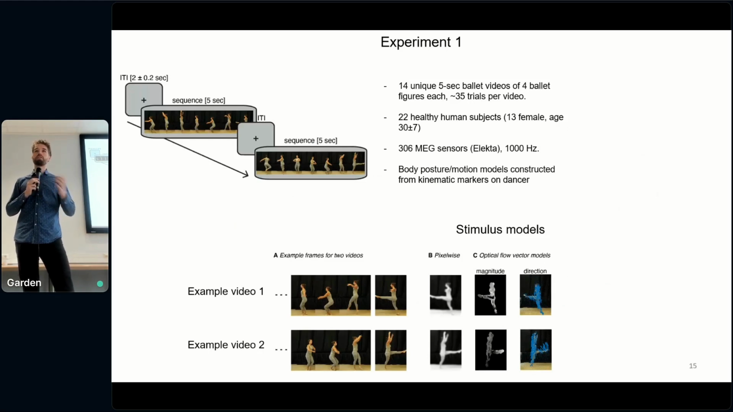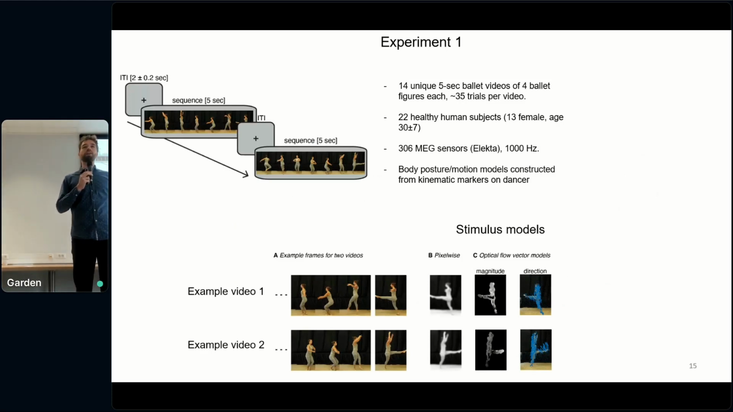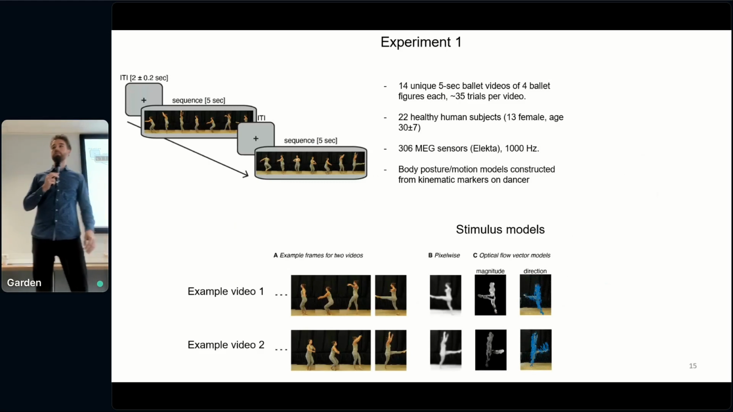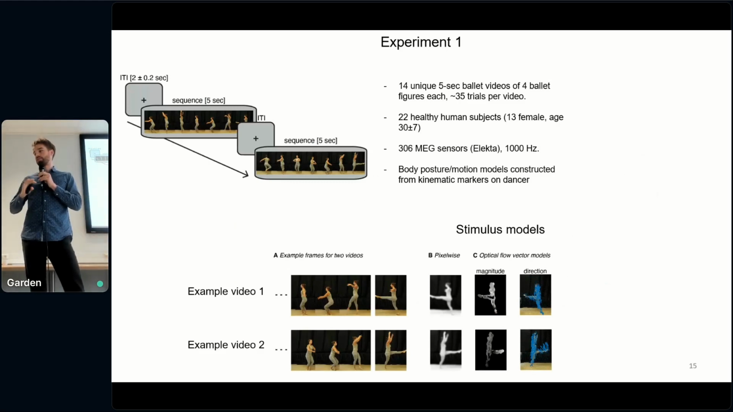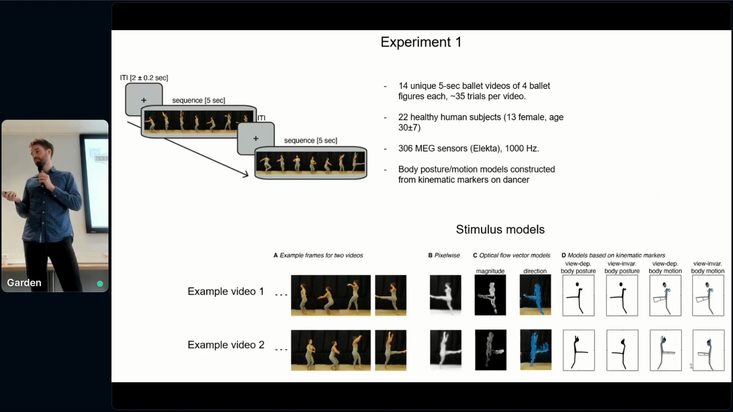If the ballet dancer in one video is doing this, but in another video she's standing a bit to the left and doing this, they're going to be quite dissimilar already, because we're really looking at each pixel. So that's motion, but very low-level motion. And we separated the magnitude from the direction. And then we had the body posture and body motion models. They're already a bit higher level.